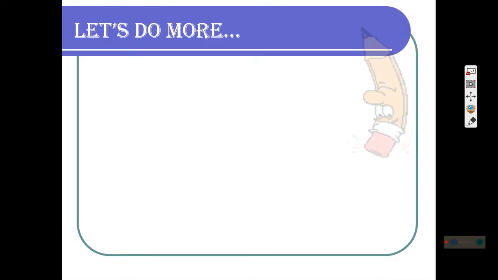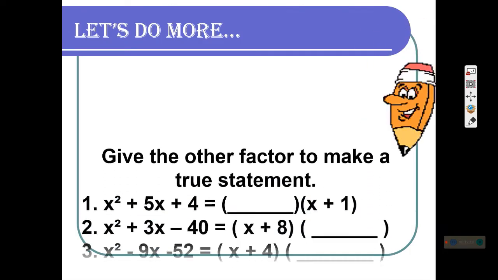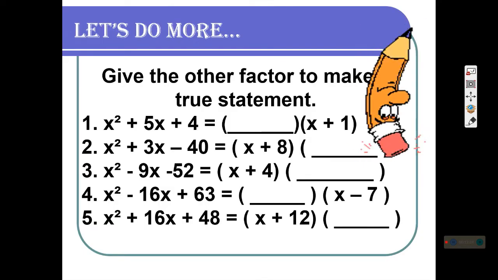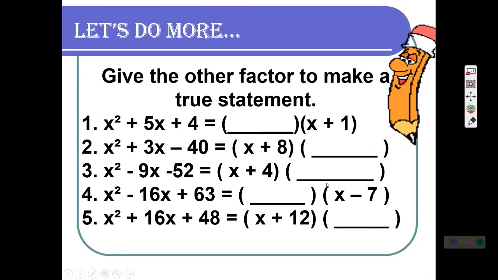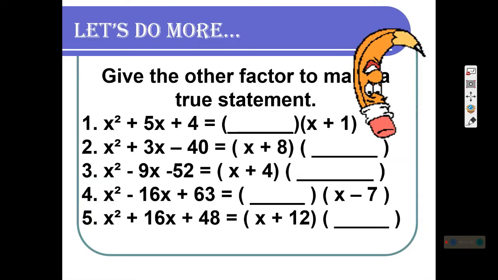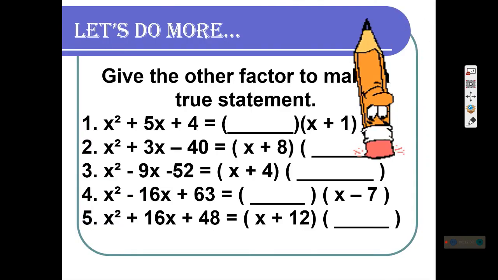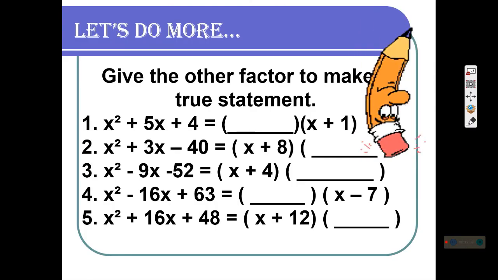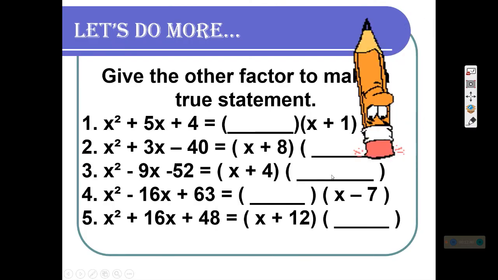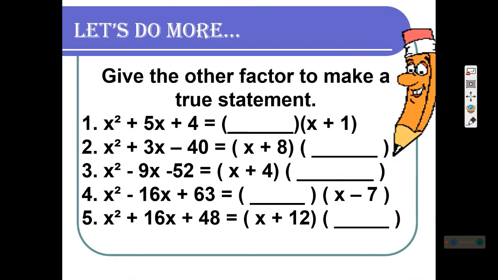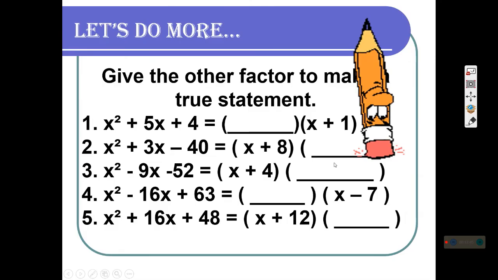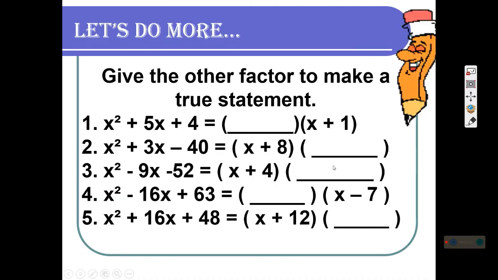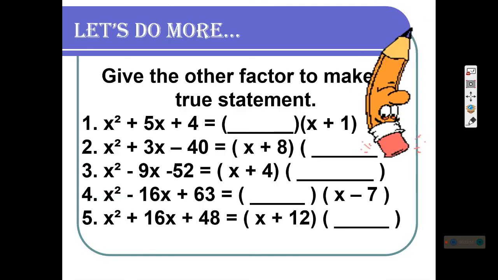So I have here different equations, or rather quadratic trinomials. You are going to give the other factor to make a true statement. So it simply looks like a fill in the blank. You are going to fill in the missing factor of our given quadratic trinomial on the left side, and then write the missing factors on the blank. Just copy this and answer this on your notes for your practice. So you are going to practice if you can find the factors.